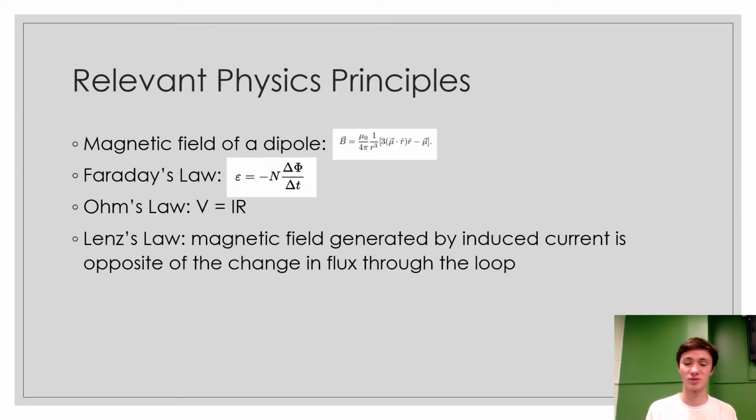The relevant physics principles for this lab were the magnetic field of a dipole. You can see the equation listed there. Faraday's law, which is how you find the induced EMF. Ohm's law, which shows how the induced EMF relates to current and voltage, or current resistance, sorry. And Lenz's law, which states that the magnetic field generated by the induced current is opposite the change in flux through the loop. And this was helpful to determine why the magnet acted as it did as it fell through the loop.